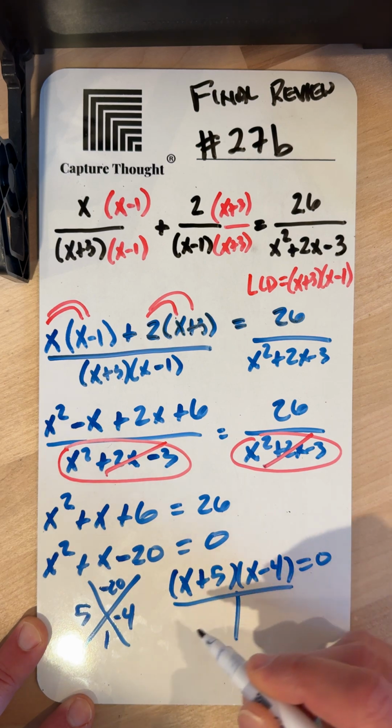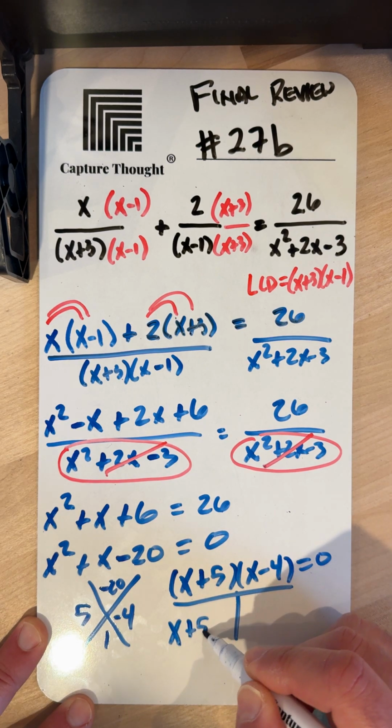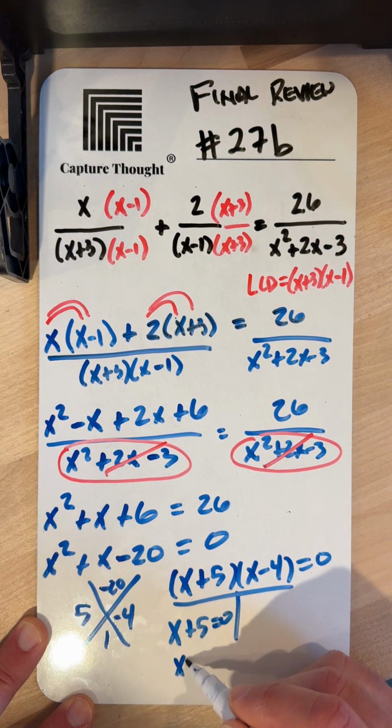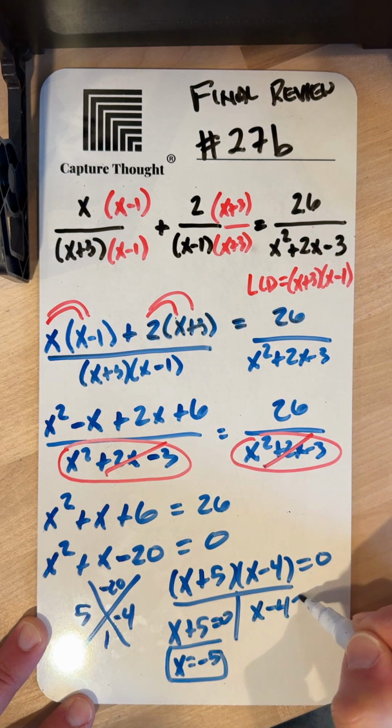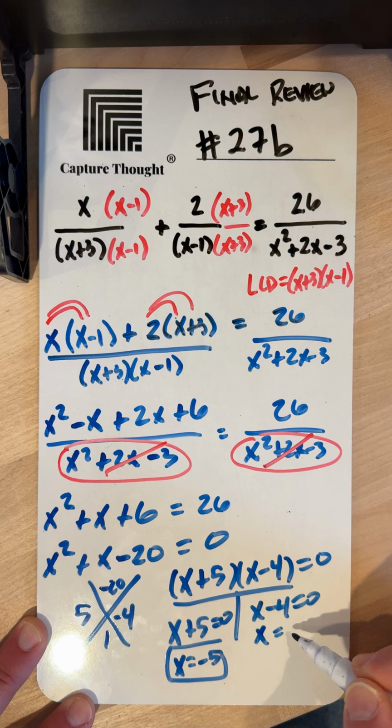I'm going to go ahead and solve each of these. So I'm going to see that x plus 5 equals 0, so I'm going to get that x is equal to negative 5. That's one of my answers. And then x minus 4 equals 0, so I'm going to get that x is equal to positive 4.